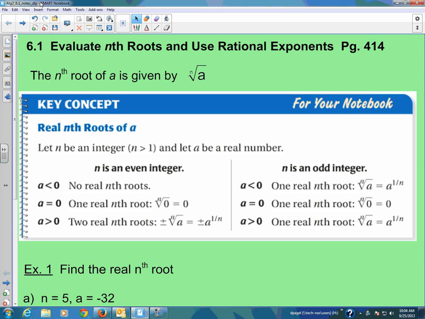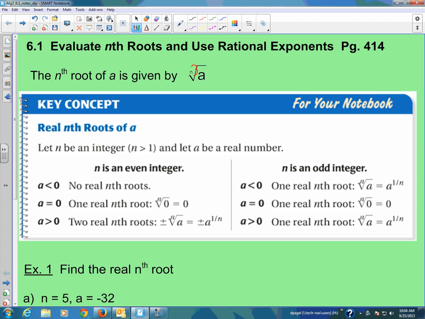Start section 6.1, chapter 6, Algebra 2, evaluating the nth roots and using rational exponents. Nth roots. So we've been dealing with square roots a lot when we were talking about quadratics, or maybe we introduced a couple cube roots. So nth root just simply means some root, power 2, power 3, index 2, index 3, index 4.